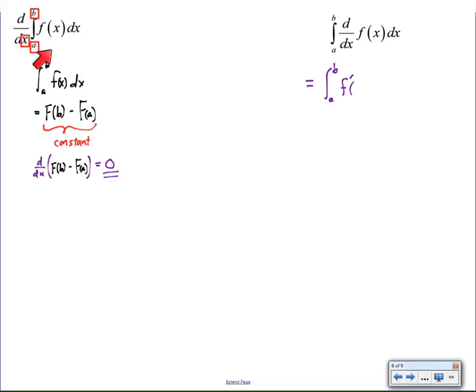So if I just look at the integral itself, when I integrate f of x from a to b, I get big F, antiderivative f of b, subtract f of a, which is a fixed constant. So when I take the derivative with respect to x of that fixed constant, I'm going to get 0.